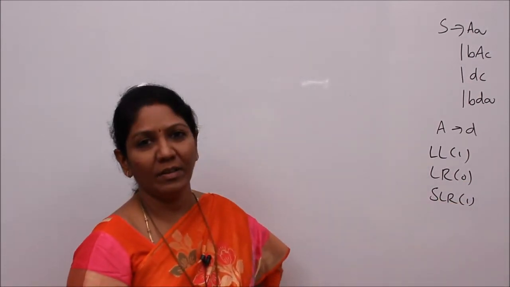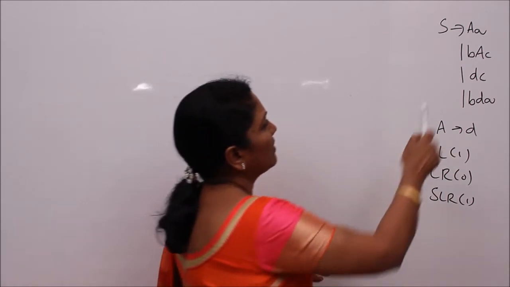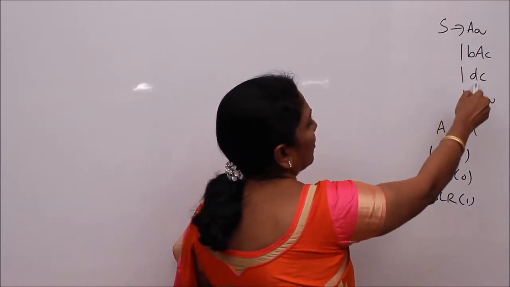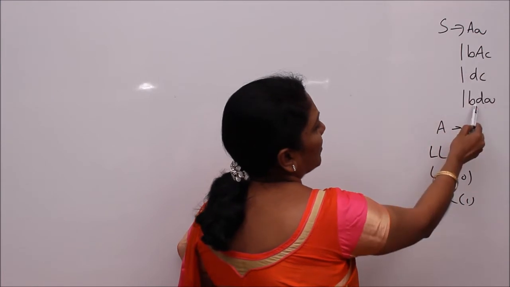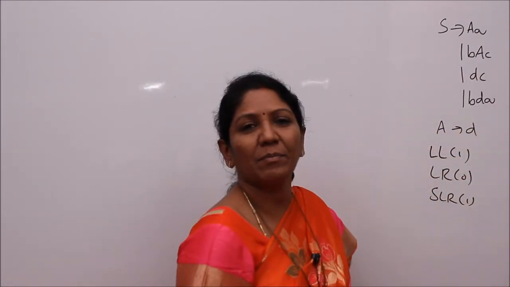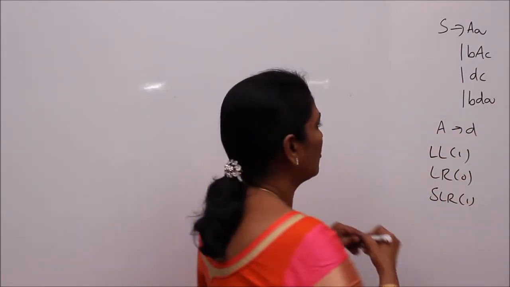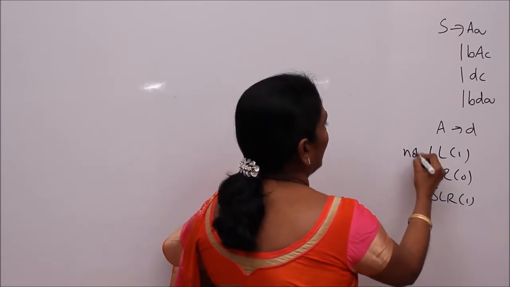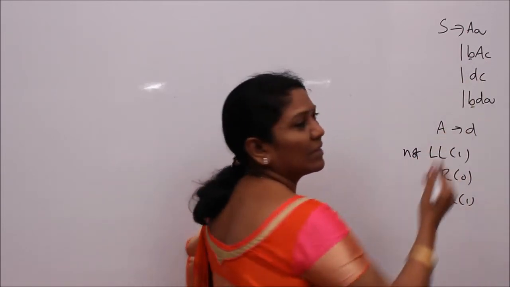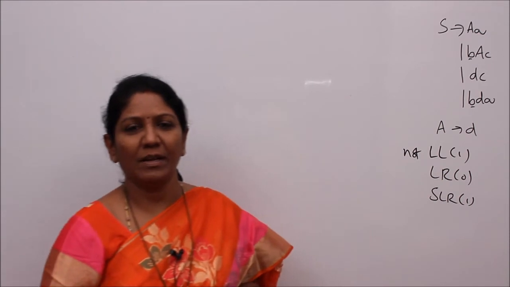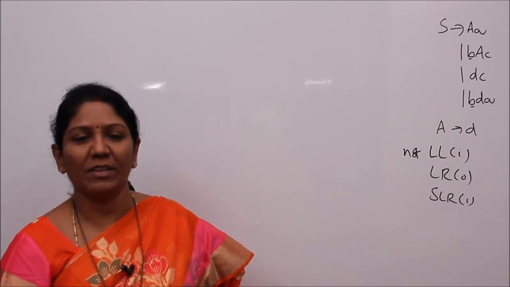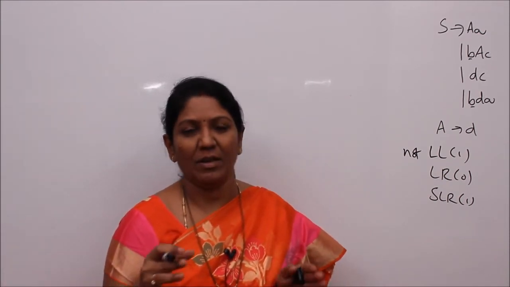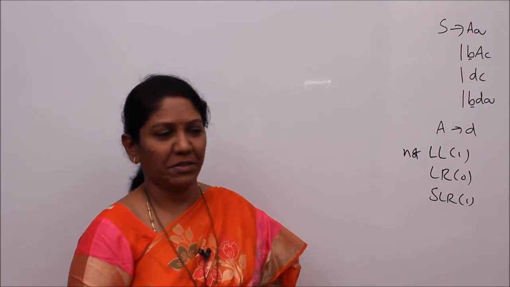Is it LL1? So look at this. First of each of the alternatives, look at this. Here you have common B and B. So there is something in common. Hence it is not LL1. Two alternatives are starting with the same terminal symbol. Hence it is not LL1. There should not be anything in common in first of all the productions.